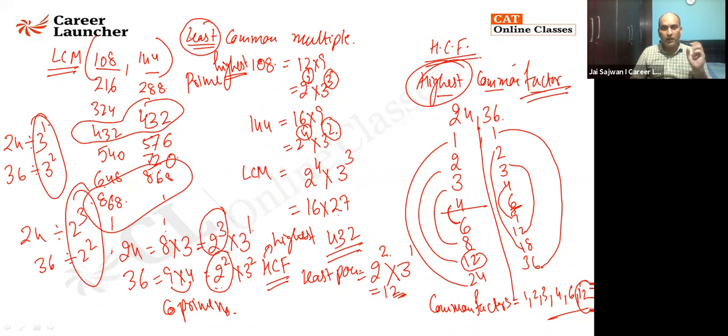So whenever I'm finding out HCF, understand, wherever the word highest is coming, I'll take the least power of the prime number. Wherever the word least is coming, I will be taking the highest power of the prime number. I think it is clear to all of you now.